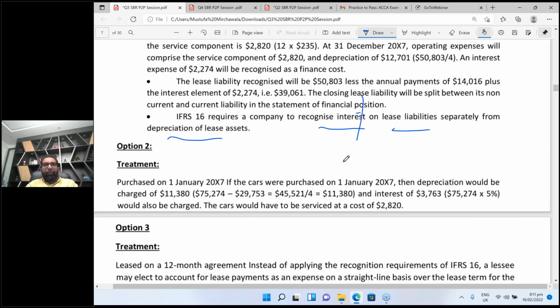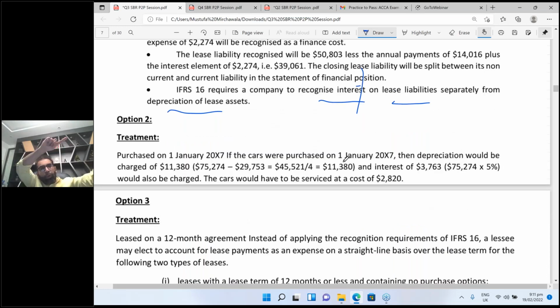Treatment number two, remember we bought a car on loan. We first took a loan and then we bought the car. So first we took a loan of 75,000 something. If the car was purchased on 1st January X7, the depreciation would be this much. I even used the baby formula: cost minus residual value divided by life. This depreciation we have already calculated, and interest we calculated on 75,274, right?